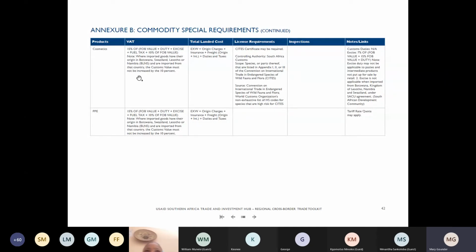So if you look at cosmetics, you don't need to pay customs duty, but you will need to pay VAT, and you will also have to pay excise. Excise duty is for luxury goods and other goods that are not necessities. So cosmetics are luxury goods, so you will have to pay 7% of your FOB value. Keep that in mind when you are exporting cosmetics, because you have those additional costs.